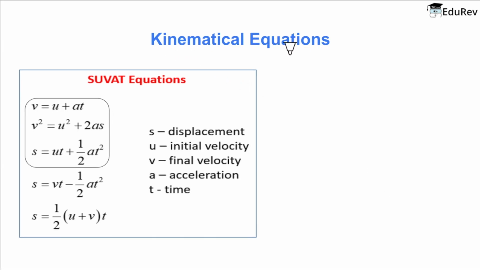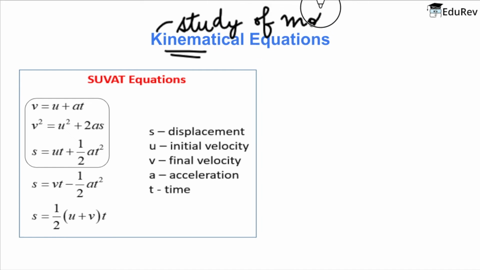Kinematical equations. To study this topic, we first need to understand what kinematics is. Kinematics is nothing but a branch of science that deals with the study of motion. When we study these kinematical equations, we use all these 5 variables, and if you call them one by one, it will sound like "so what". So we also call them SUVAT equations. This is a mnemonic just to help you remember what variables these equations include.